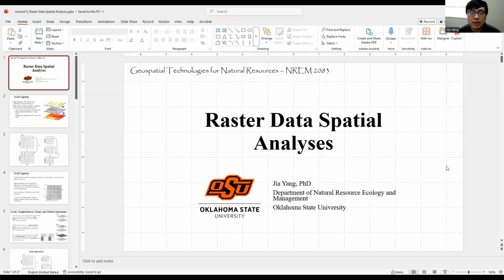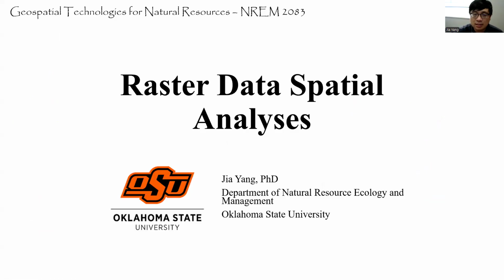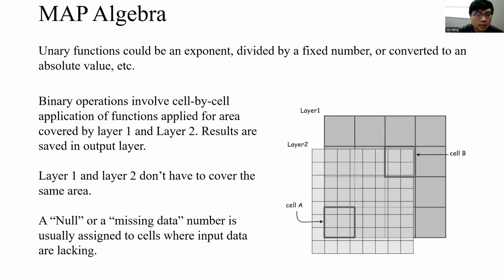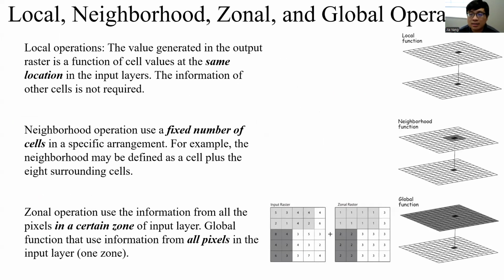So we learned raster data spatial analysis, and we learned three types of raster data analysis. The first one is local analysis, pretty simple, and the second one is neighborhood operations. The third one is zonal operation. The global operation is one very special type of zonal operation.